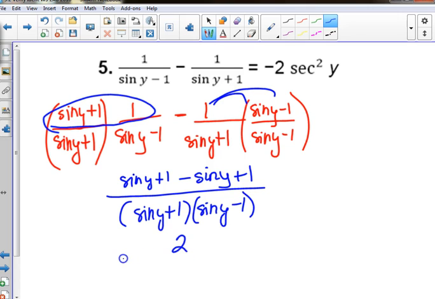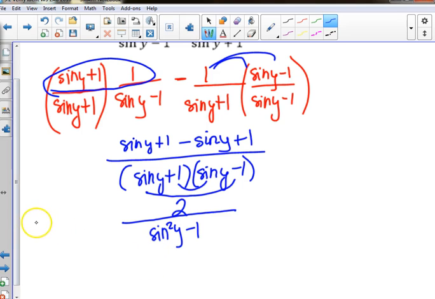Okay. What do I get in the denominator when I FOIL that together? Sine times sine is sine squared of y. Inside would be a plus sine y. Outside would be a minus sine y. 1 times negative 1 is minus 1. Can I skip the step where I add the like terms in the middle?